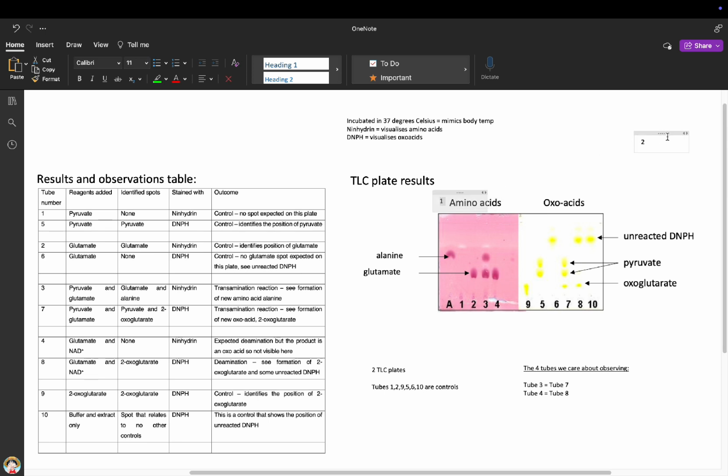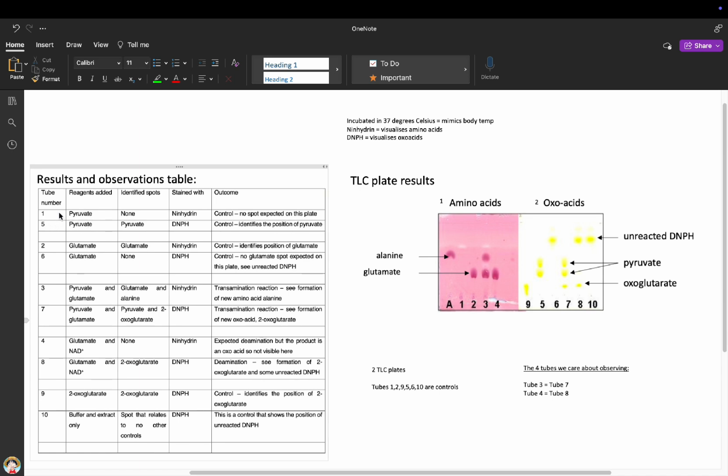Alanine, glutamate, pyruvate, oxoglutarate. Are those the controls? Exactly. Those are our reference points, like a molecular ruler, helping us identify the positions of known molecules on the TLC plates. It ensures we can accurately interpret the results. That makes sense. Okay, so let's walk through the results tube by tube, starting with the transamination reactions. What jumps out at you?